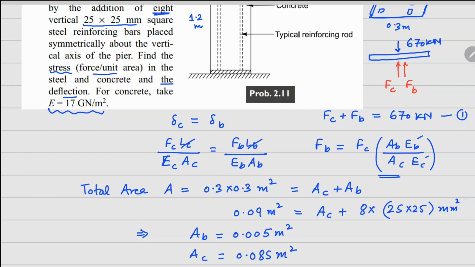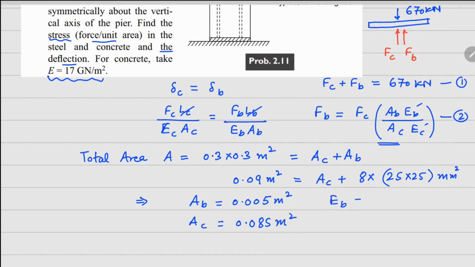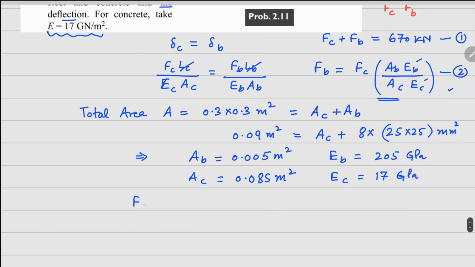0.085 meter square. So now we have this equation 1, equation 2, substitute the value of EB, which is made of steel, as 205 gigapascals, and for the concrete it is given as 17 gigapascals. We can substitute these numbers in equation number 2 and solve for the value of FC and FB. So your FC comes out to be roughly 392 kilonewtons and your FB comes out as 278 kilonewtons.